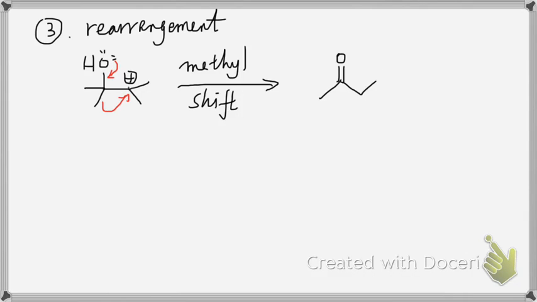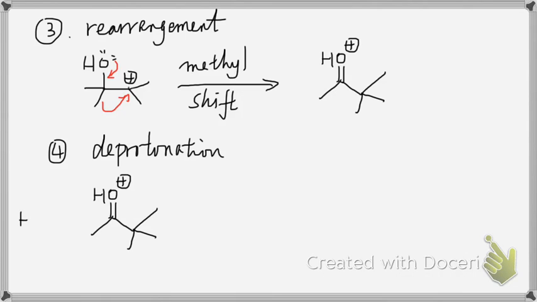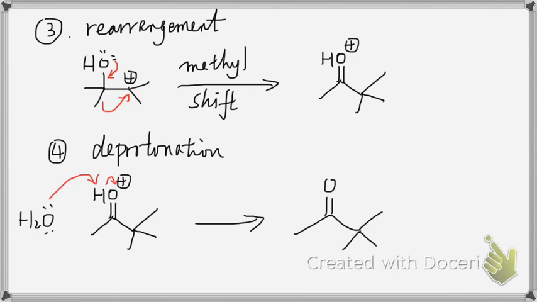All right, so here's the product. Carbonyl forms and the methyl group shifts. Okay. The last step is the deprotonation on the carbonyl oxygen. So another water molecule gets the proton on this oxygen to give the final product, which is a ketone. So the key step here will be step number 3, when the carbonyl forms and one of the alkyl groups shifts.